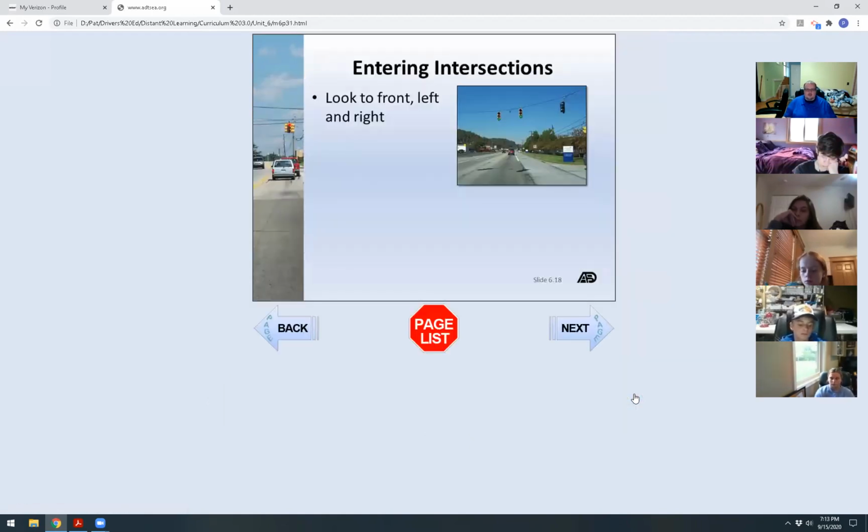All right, so entering an intersection. Entering an intersection is crossing a road. Just like when you're a kid, you look both ways. You look where you're going, you check your left, you check your right. You make sure it's clear before crossing.